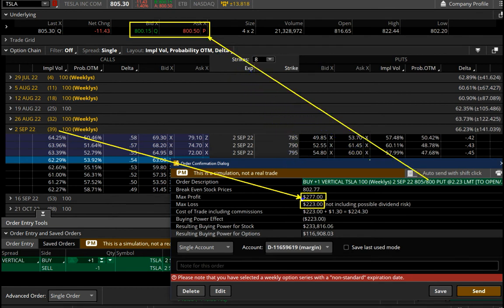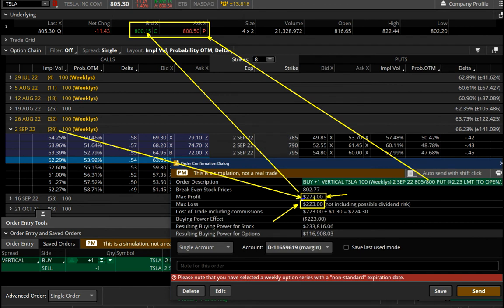If the stock closes below $800 in 39 days, I just made a whopping $277 while only risking $223 instead of risking $800. And if the stock price barely moves in a month, I might make a dollar or lose a dollar, make five, lose five. Where in this case, I can make $300.